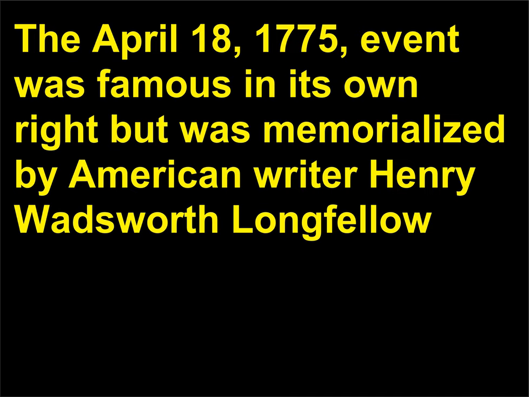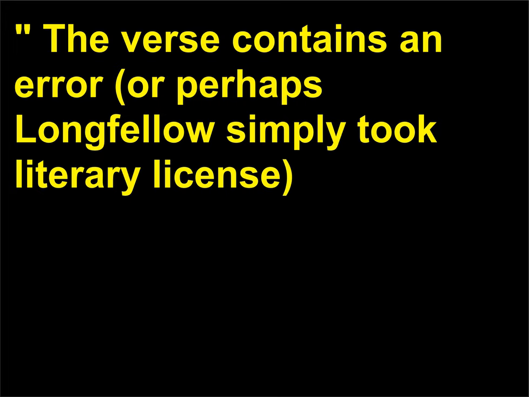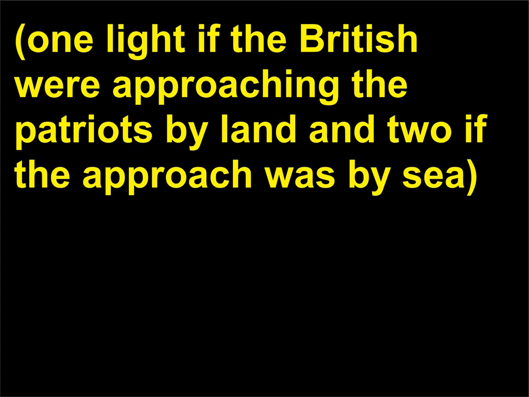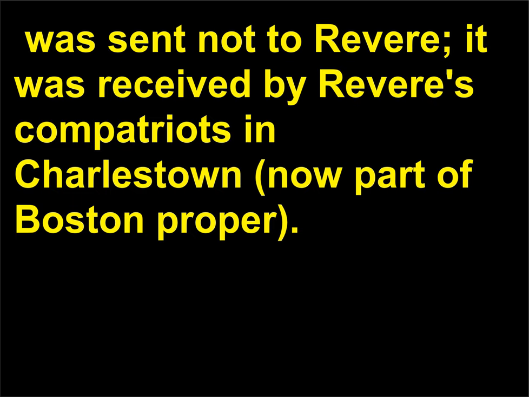The April 18, 1775, event was famous in its own right, but was memorialized by American writer Henry Wadsworth Longfellow, 1807-1882, in his poem, "Paul Revere's Ride." The verse contains an error, or perhaps Longfellow simply took literary license, about the night that the American Revolution, 1775-83, began, the light signal that was to be flashed from Boston's Old North Church. One light if the British were approaching the Patriots by land, and two if the approach was by sea, was sent not to Revere, it was received by Revere's compatriots in Charlestown, now part of Boston proper.